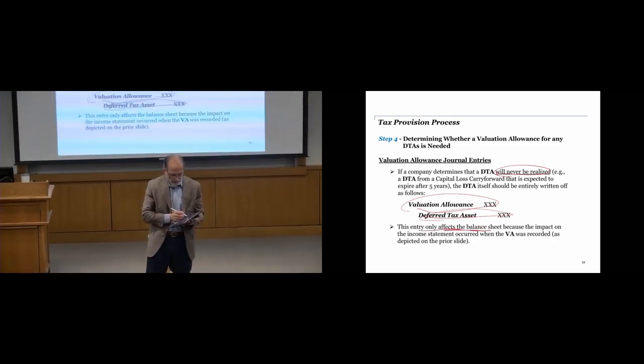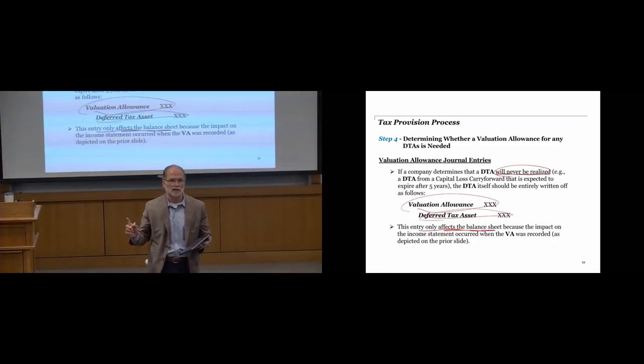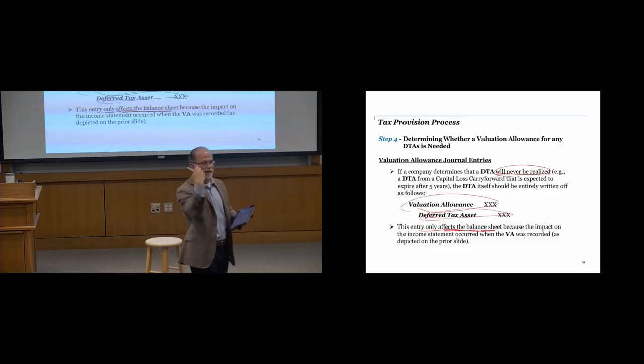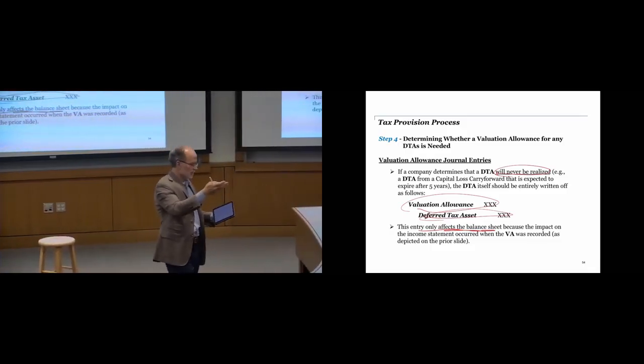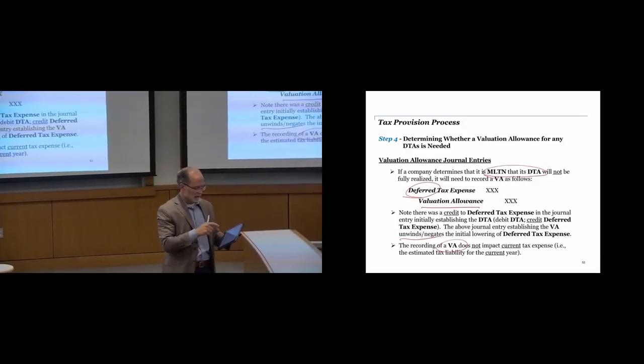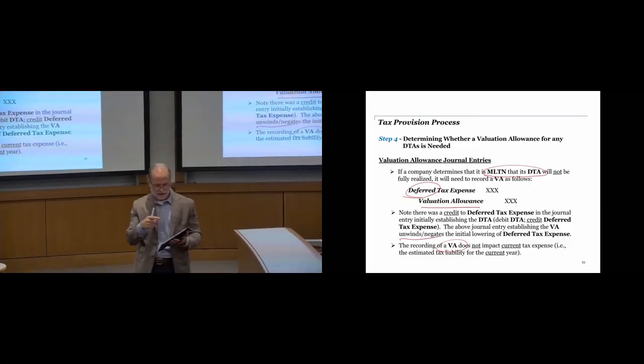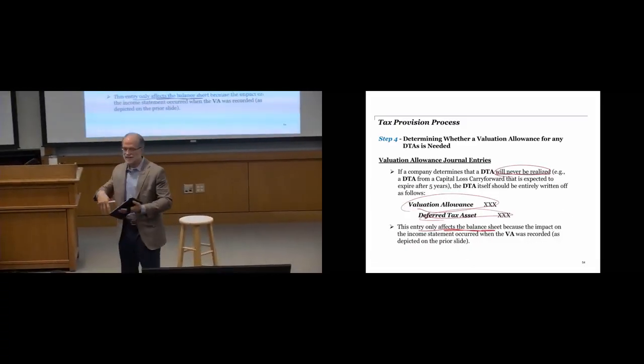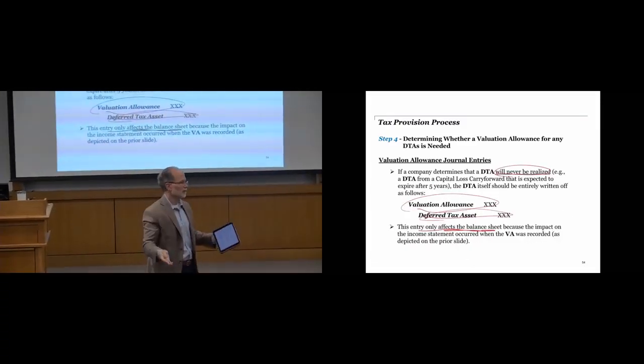And this entry only affects the balance sheet. I'm doing the deferred tax asset and the valuation allowance, which is a liability, because the income statement impact already happened when I set up the VA on this slide here. I increased the deferred tax expense with the debit here. So when I take it permanently off, I don't have to do anything to the income statement because that already happened.